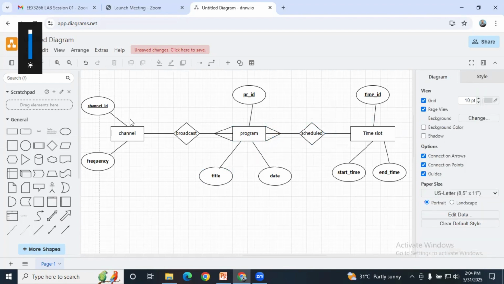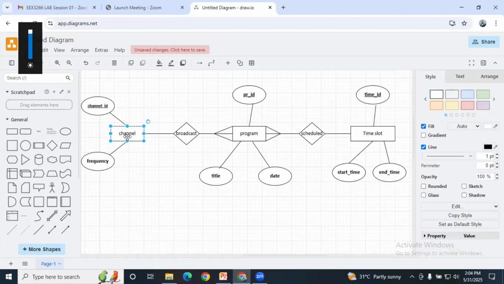Okay. Entities are represented with the rectangle shape. There are 3 kinds of entities: channel, program, and time slot. We can assign attributes with the oval shape. There are 2 attributes we can assign for the channel entity. There are 3 attributes we can assign for the program entity. There are 3 attributes we can assign for the time slot.